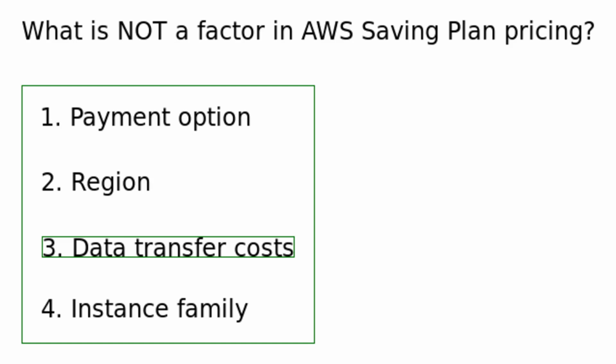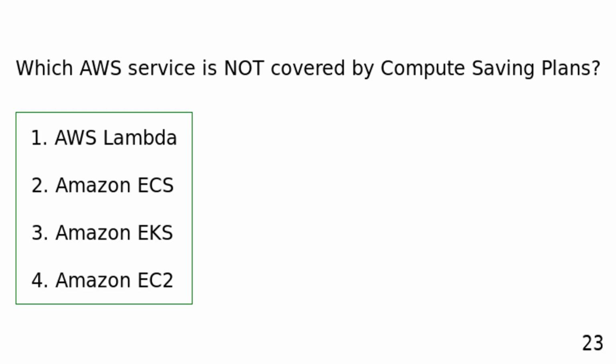AWS Saving Plans focus on compute usage. Other costs like data transfer are not factored into saving plan pricing and are billed separately. Which AWS service is not covered by compute saving plans? AWS Lambda, Amazon ECS, Amazon EKS, Amazon EC2.